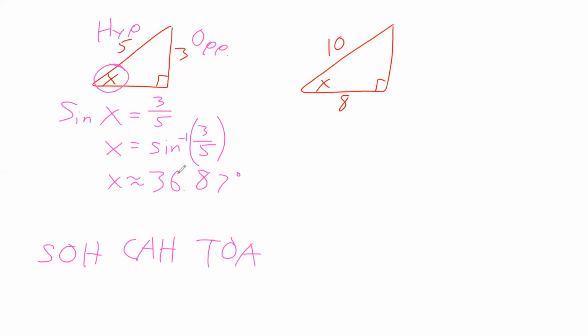What was our answer? Same thing. We've got the same exact value. Now, on this one, do we have sine? No. When you label this, this was adjacent to sine, and this was hypotenuse. So instead of sine, you're using cosine. So now we have cosine of x equals 8 over 10. So now when we do this problem, we're doing the inverse cosine of 8 over 10, which gives us the same answer.